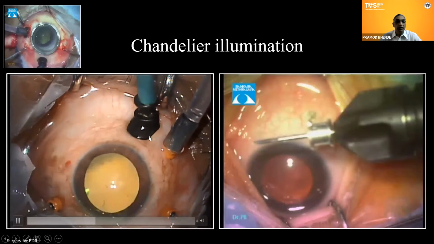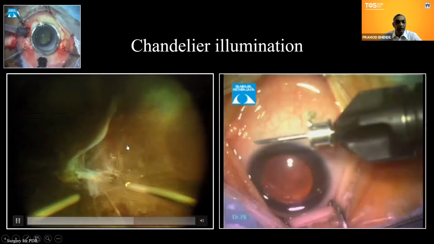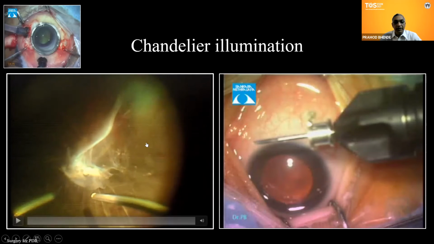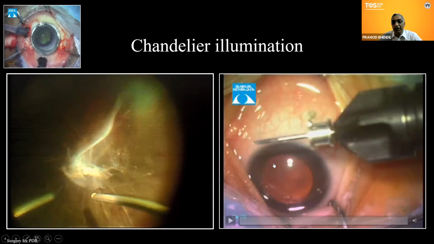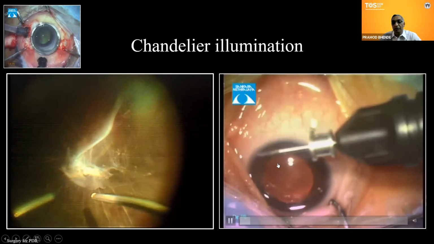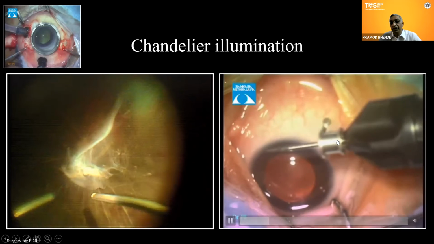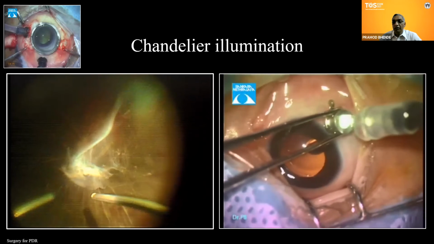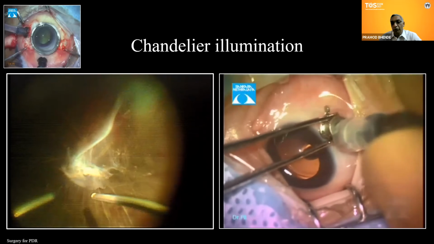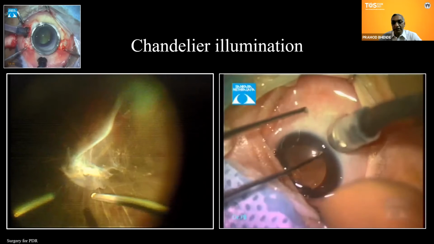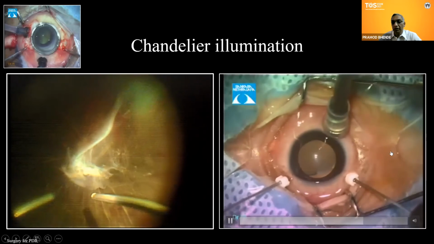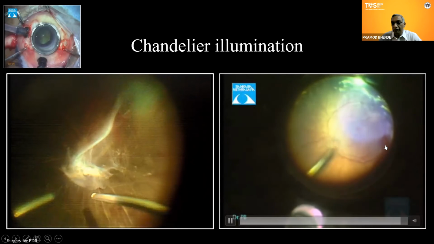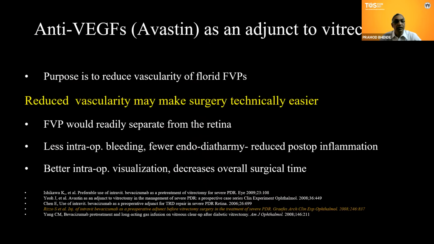You have a chandelier, we are putting it in the inferotemporal quadrant, and then, depending on where you would like to dissect, you can have it either at 12 o'clock or any other quadrant you choose, so that you can eliminate the shadow. Or you can use a multifunction probe, like here you have a 25 gauge illumination combined with infusion, and it gives an excellent view for your bimanual dissection. And as you see here inside, illumination is adequate enough for your surgery.